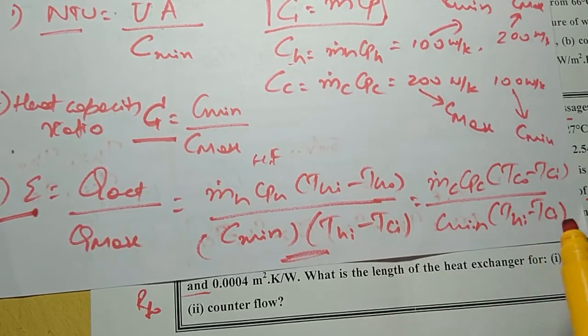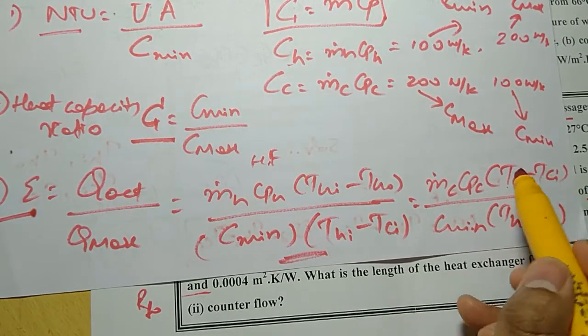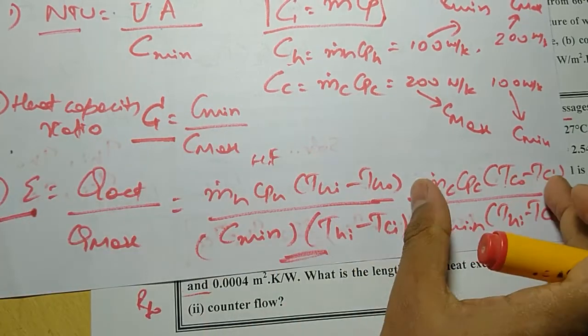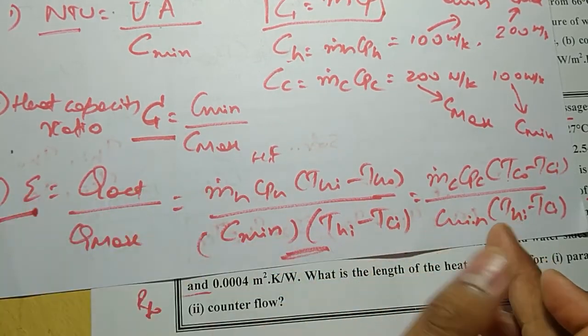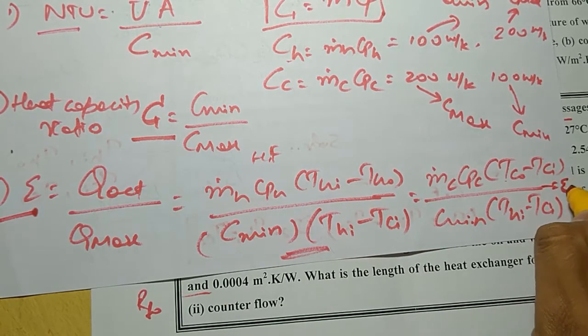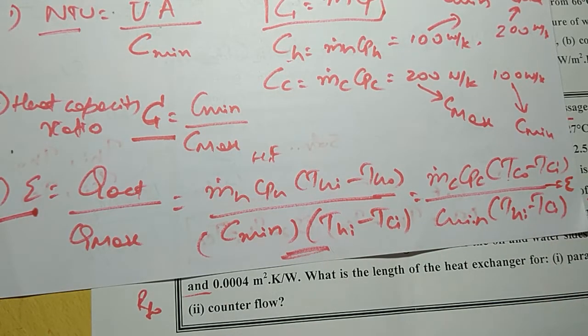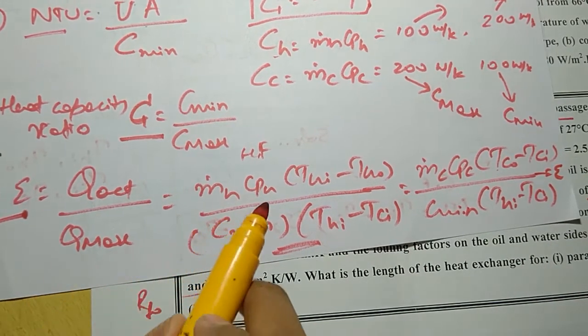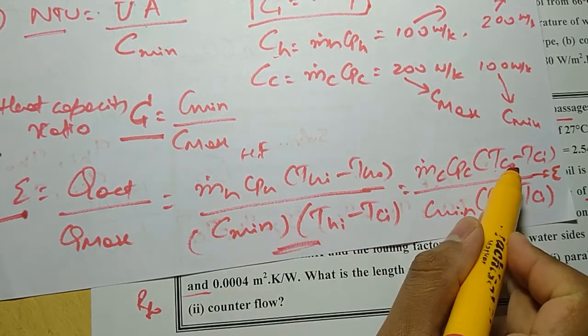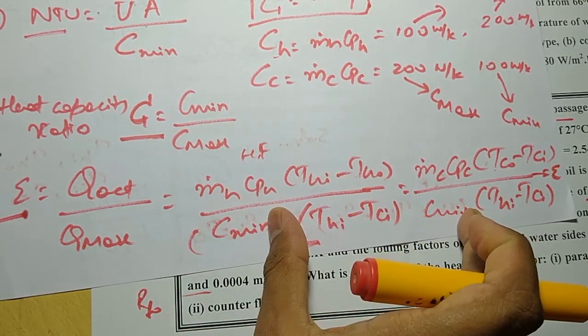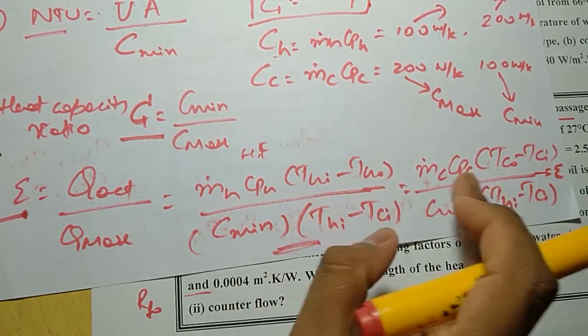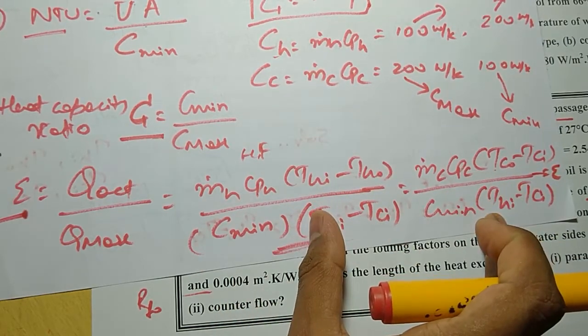Suppose in the problem they ask for Tco, using this equation, this term is equal to effectiveness, using this one you can find Tco. Always keep it in mind, to find out Tho and Tco you have to use this equation. In the problem they will ask to find out Tho and Tco, this one you have to use.